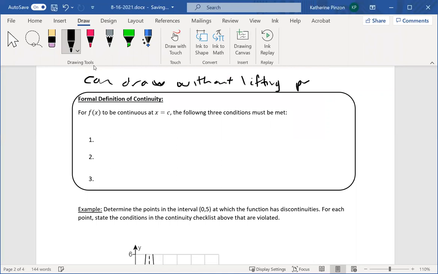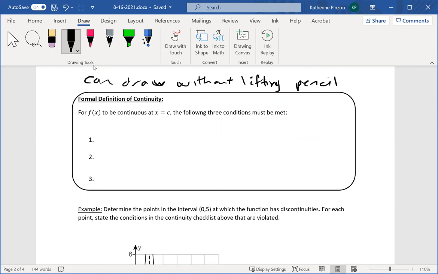You can draw it without lifting your pencil. That's the informal definition of continuous. So if you look at a picture and you say, yep, I can draw that in one continuous line without lifting my pencil off the paper, then you're going to say, yeah, it's continuous. If you can't, then you're going to say it's discontinuous.